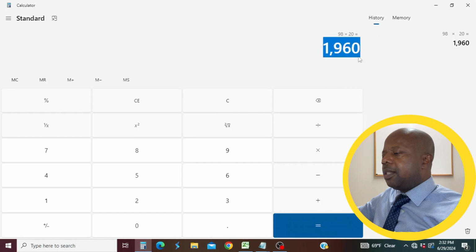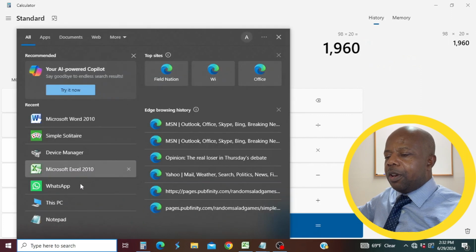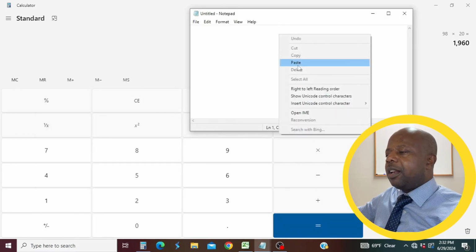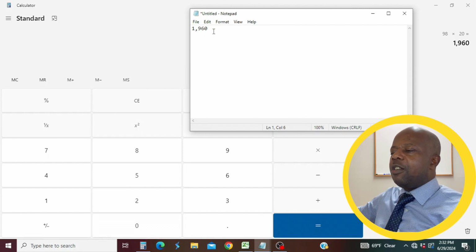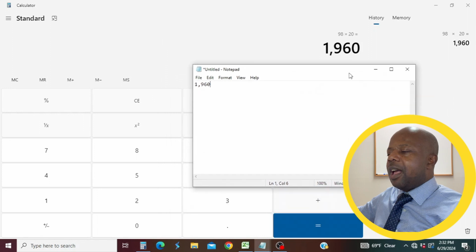Let's do this again. Select, and then you copy the number. You have to copy the number. Sorry, we did not copy the number. And then you come to your notepad, and then you paste. So you have 1960 on your notepad now.